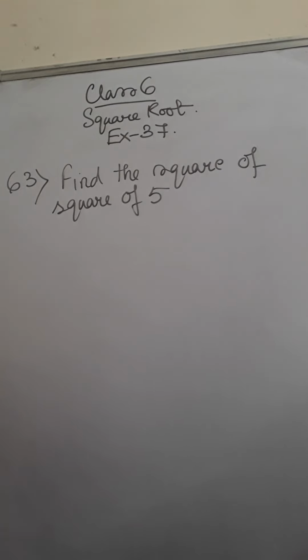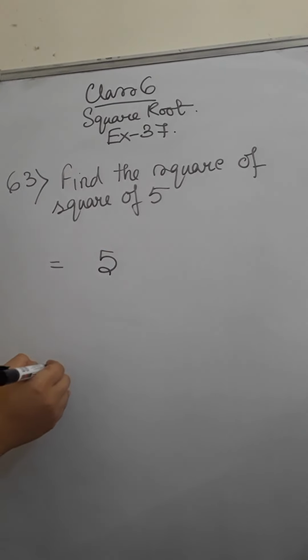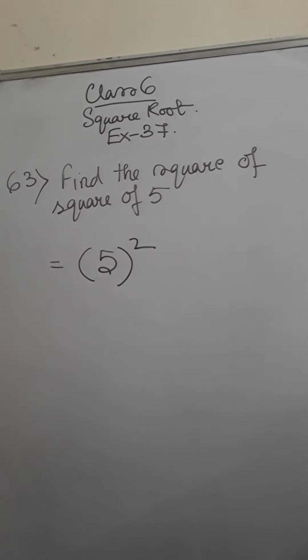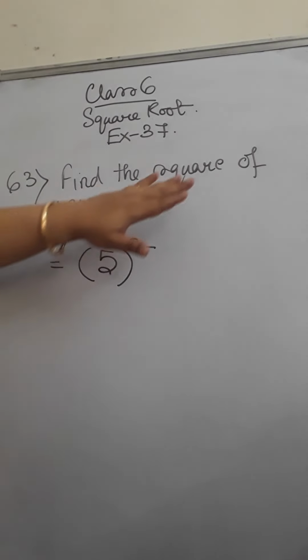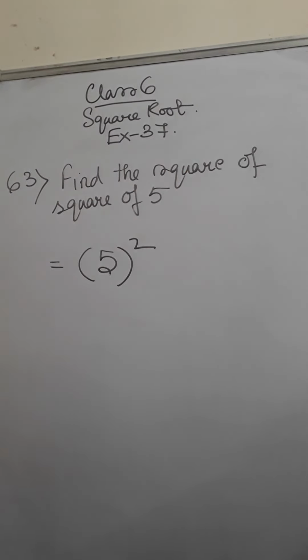Sum number 63. Find the square of 5. So here you can see you have done sums where you need to find the square of 5. Square of 5 means 5 is the number, you square it means multiply it 2 times, you get the value. But here the question is find the square of 5. So square is coming 2 times.